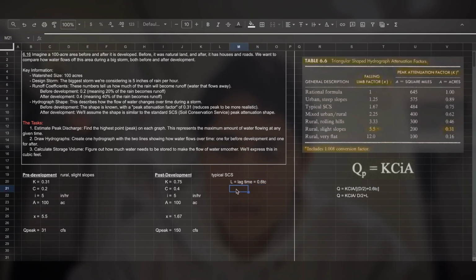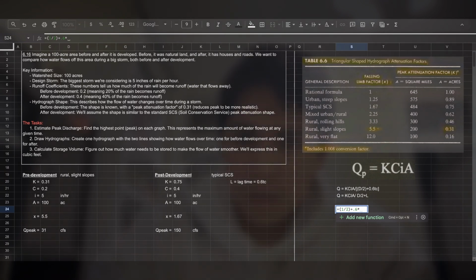Now let's solve for the denominator, which will be duration over 2. The duration of our storm is 1, so it's going to be 1 over 2.5 plus the lag time, which is 0.6 time of concentration. And our time of concentration is 1. If you notice here, that doesn't make sense because our duration is 1, our time of concentration is 1, so they're the same, so we should just be using this top equation.